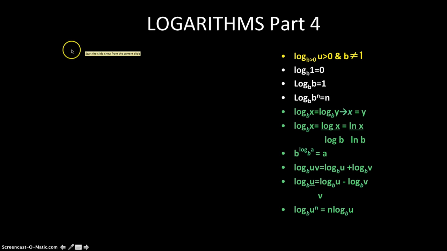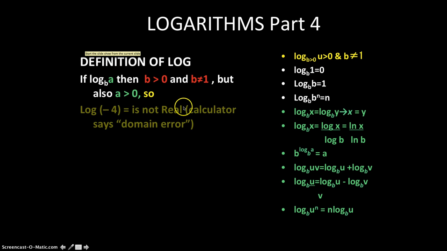This is part 4 of logarithms. I want to remind you again of the basic definition of a logarithm: the base b has to be greater than 0, cannot be negative, and neither can it be 1. But the a up here has to be positive.